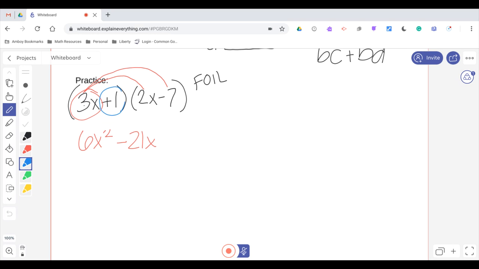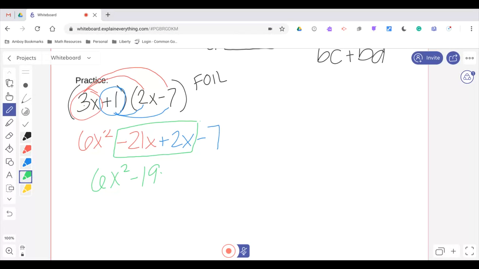And then I'm going to take 1 and do the same thing. I'm going to multiply it by 2x, which is 2x, and then multiply it by negative 7, which is negative 7. From here, there are some like terms that I need to combine. I have two numbers with just x. So negative 21 plus 2 makes negative 19. So I end up with 6x squared minus 19x minus 7.